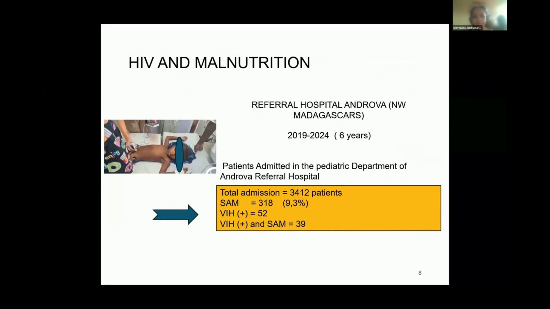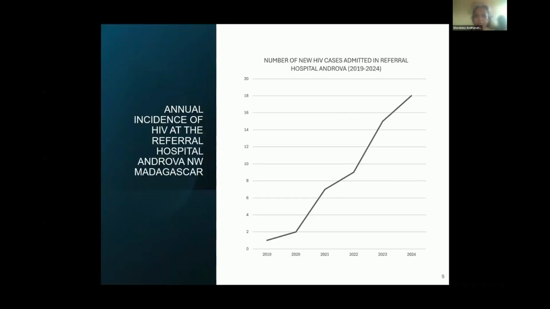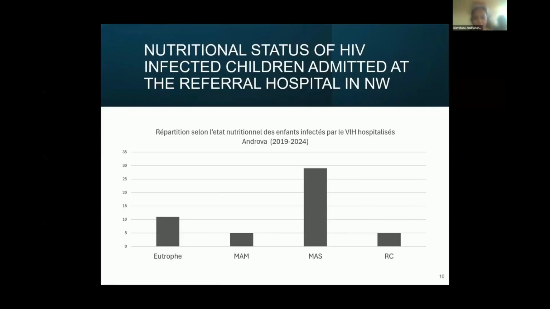And we can see this in the hospitals, because now we have 318 severely acutely malnourished children, of whom 52 are affected, in the referral hospital I talked about before. And we are talking about severe acute malnutrition: 39 of them are infected. And this is the number of new HIV cases admitted in the pediatric ward of the referral hospital, and we can see the rise of the cases. Most of them are admitted in the intensive care for severely malnourished children.